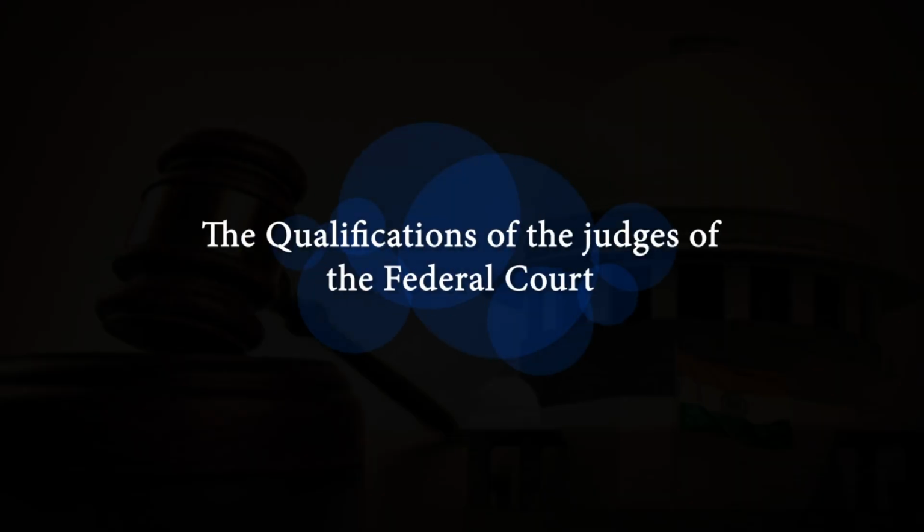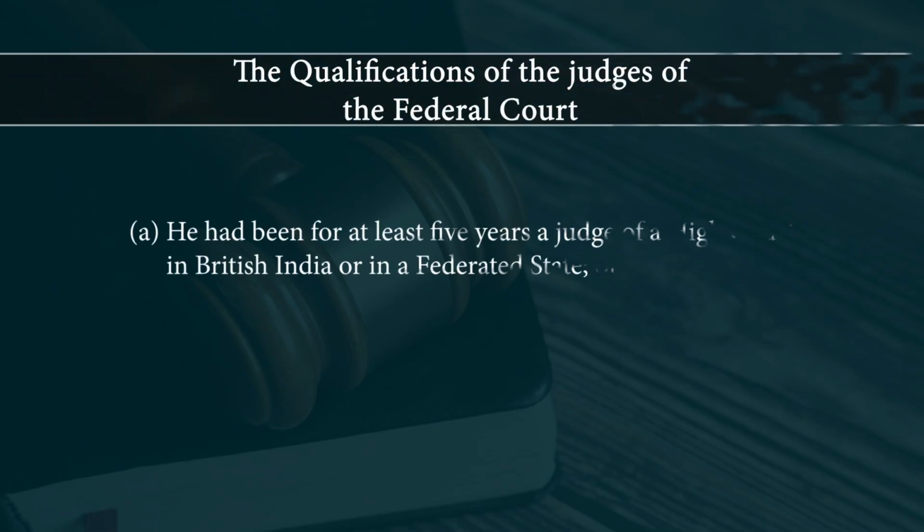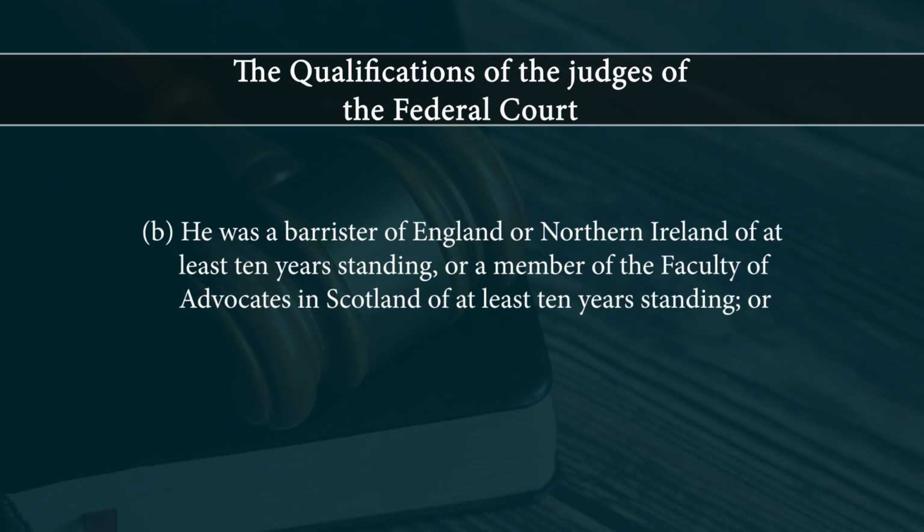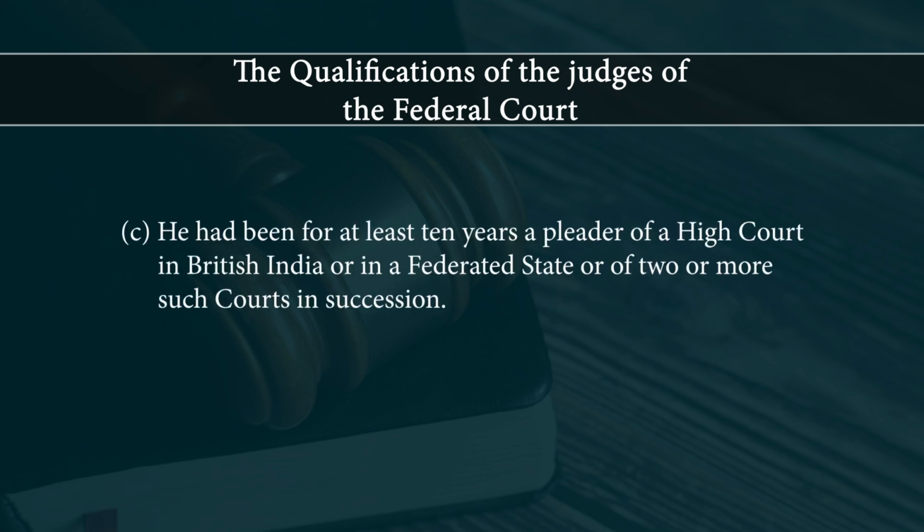As far as the qualifications of the judges of the Federal Court are concerned, they were: number 1, he had been for at least 5 years a judge of a high court in British India or in a federated state, or he was a barrister of England or Northern Ireland of at least 10 years standing, or a member of the Faculty of Advocates in Scotland of at least 10 years standing, or he had been for at least 10 years a pleader of a high court in British India or in a federated state, or of 2 or more such courts in succession.